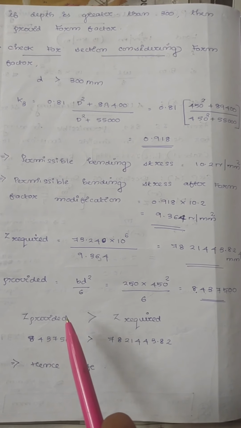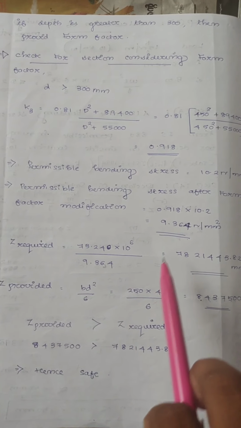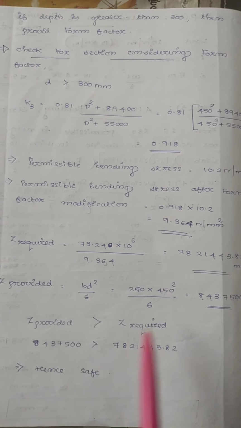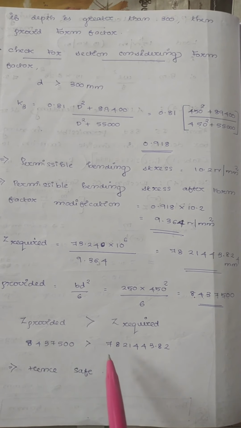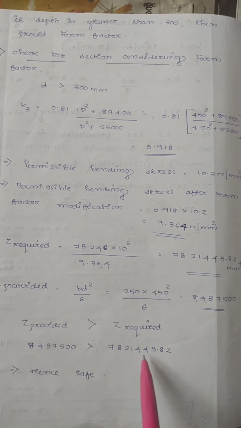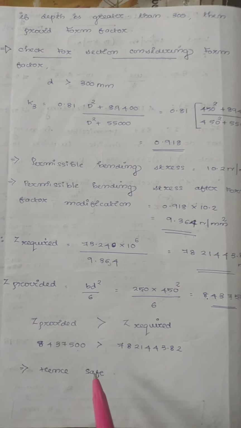Here Z provided is greater than Z required. Always the Z provided should be greater than Z required, then only it will be safe. So here the Z provided is 8437500 and Z required is 7821443. So Z provided is greater than Z required, hence it is safe.